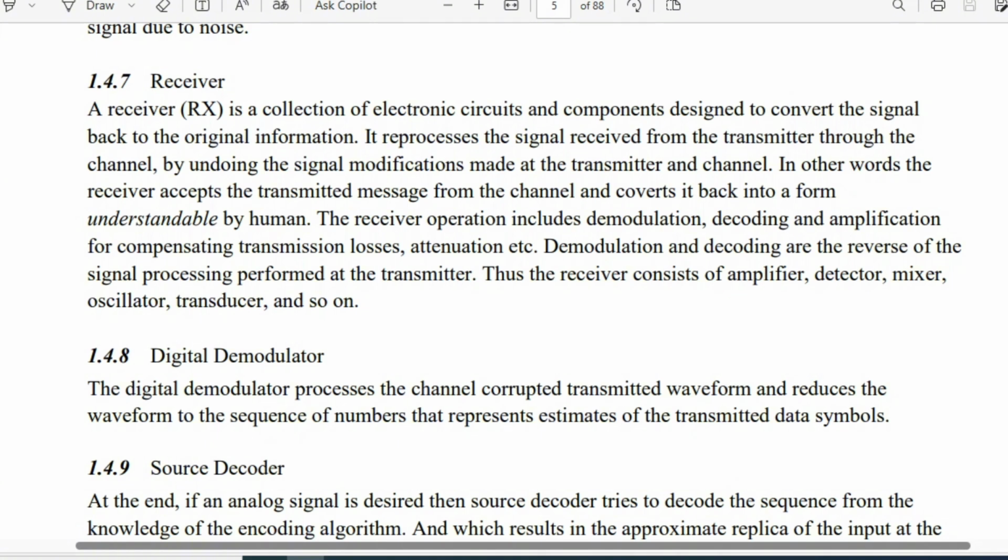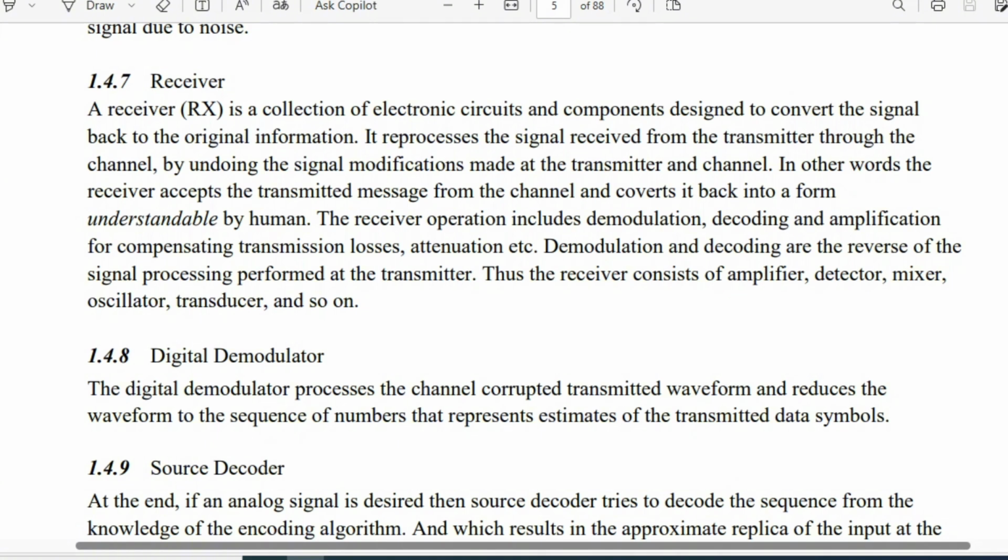original form, right? It reprocesses the signal received from the transmitter through the channel by undoing the signal modifications made at the transmitter and channel. The receiver's magical tools carefully unravel and fix all the changes made to the message during its journey. In other words, the receiver accepts the transmitted message from the channel and converts it back into a form understandable by humans. Think of it as a wise wizard who takes the complex magical message and turns it into something that everyone can understand.